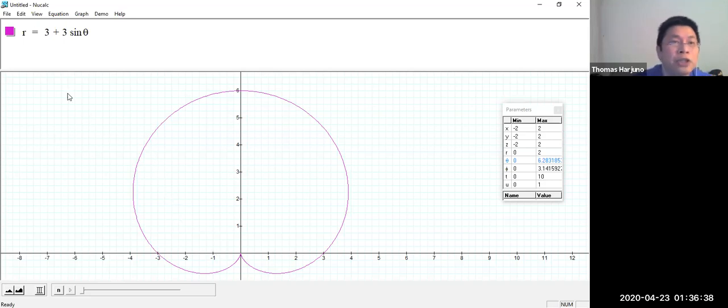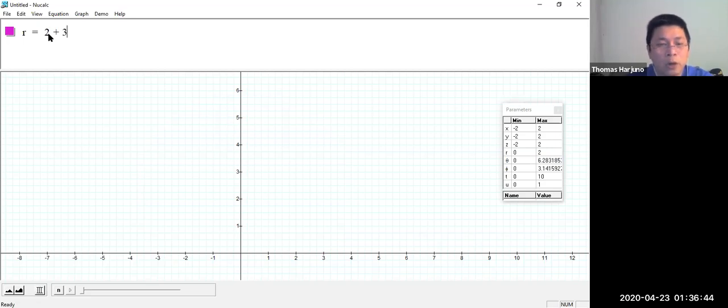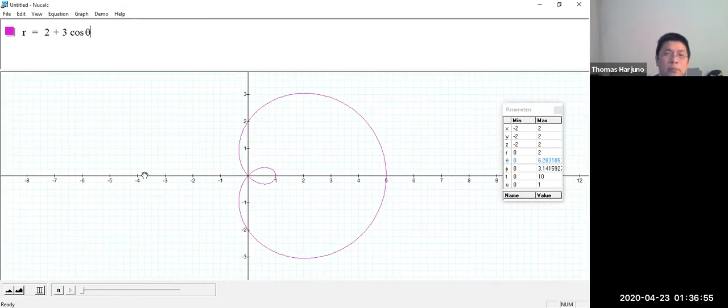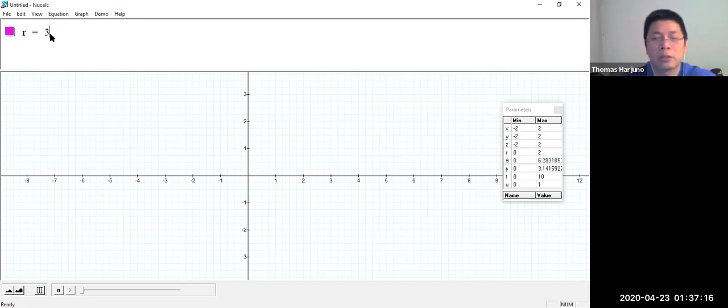Now if I change that 3 to 2 for the constant, notice that the radius may be negative. That's what it looks like. The radius may be negative because 3 sine theta is minimum at -3, and 2 minus 3 is -1. So we may have a loop. Now what happens if I turn it around? 3 plus 2 cosine theta instead.